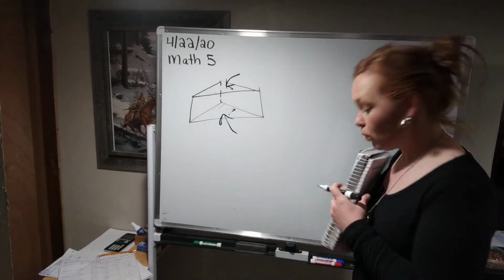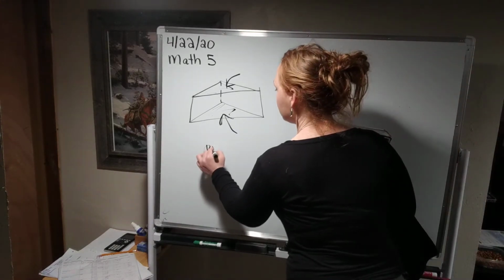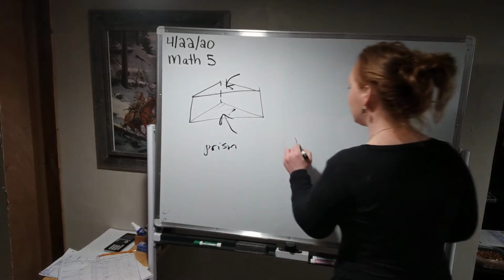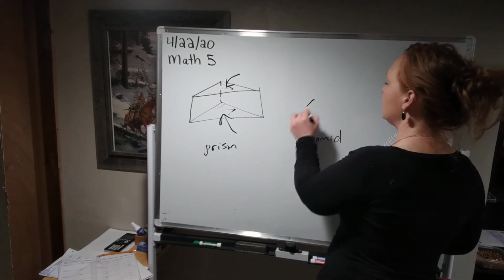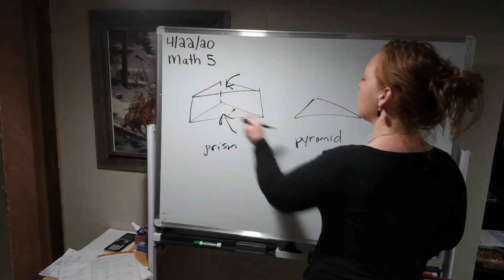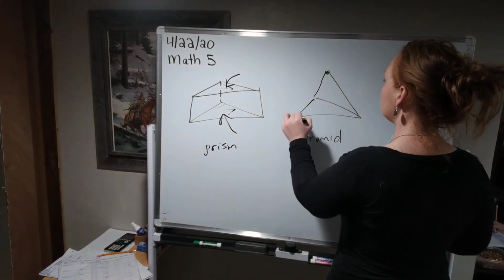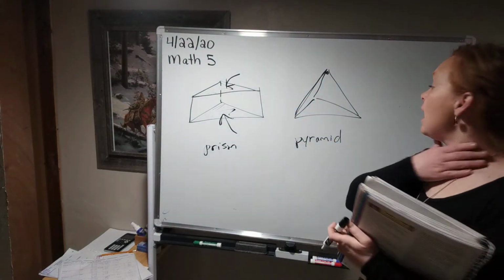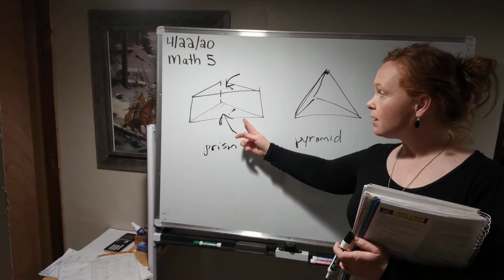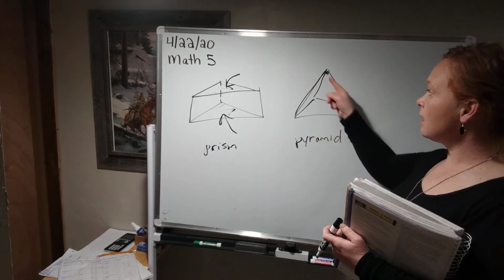Now, that's what is different between a prism and a pyramid. A pyramid, remember, can still have that triangle for the bottom base, but it always comes to a point at the top. I'm not very good at drawing pyramids. However, so prism, two bases, pyramid, one base, comes to a point.